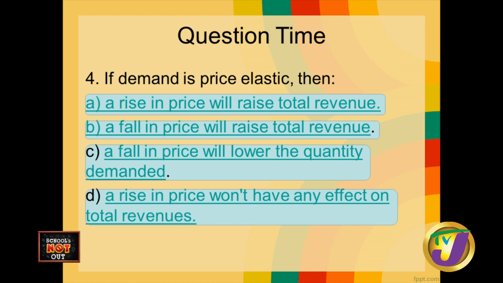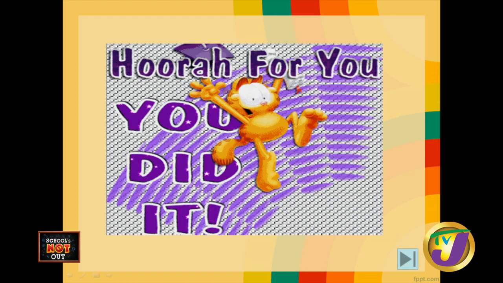Now, this is a tip for multiple choice students. Always eliminate the one that you know is totally wrong. So, we know that D is out. We know that A is out because it says it's price elastic. So, the answer there is... And you got it right. The answer there is B. Good. You did it.